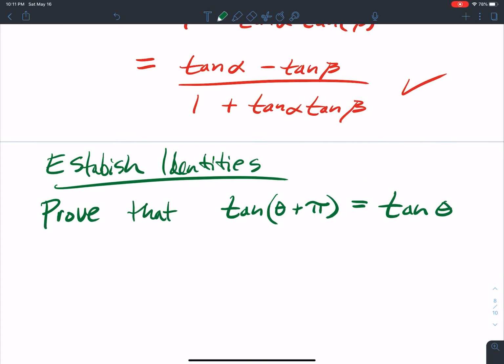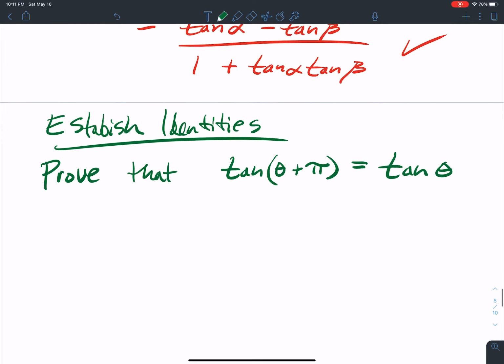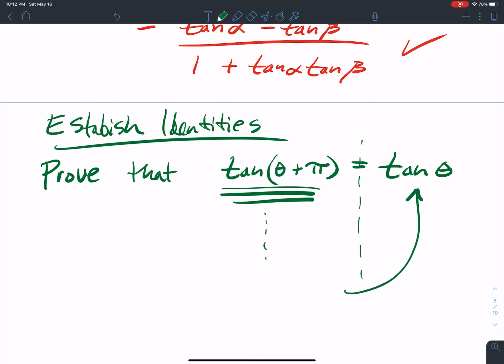So to prove this, I'm going to use the identity. One thing that I guess I wasn't super clear on with identities: you're not moving things from the left to the right side. The goal is to make the left side, through algebra, look exactly like the right side. Okay, so that's the goal.